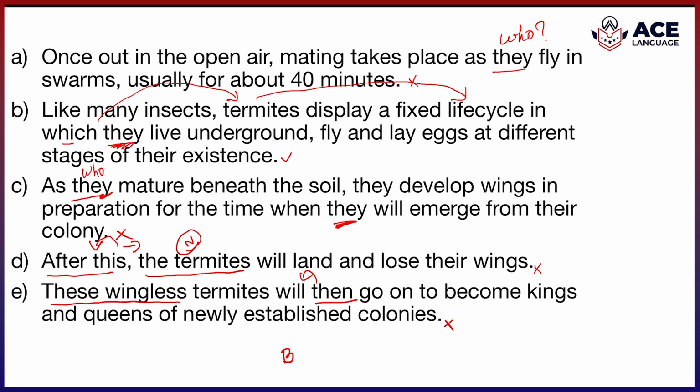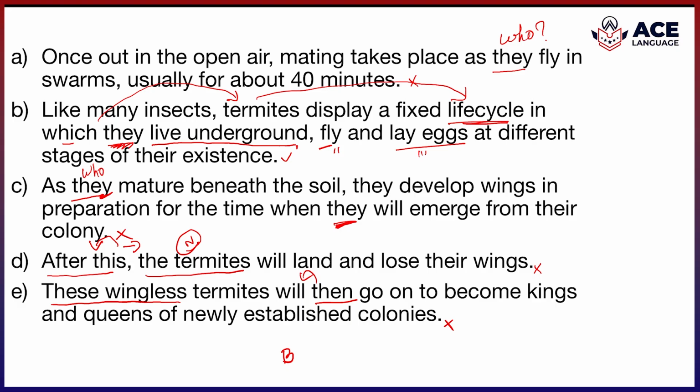Now let us read number B again. Obviously in the exam I will not recommend you to keep on reading again and again, but for this time let's read it. Like many insects, termites display a fixed life cycle in which they live underground. Looks like there is a functionality or part of that life cycle. Fly and lay eggs at different stages of their existence. So we found some function here or some objects, if I have to be a bit more rules based. And so we found three things: they live underground, they fly, and they lay eggs.